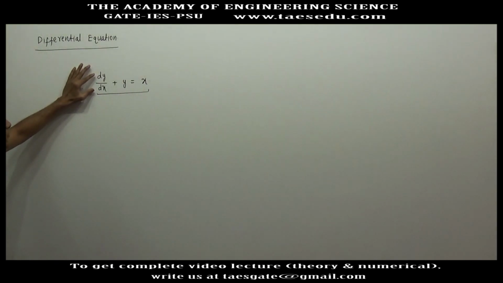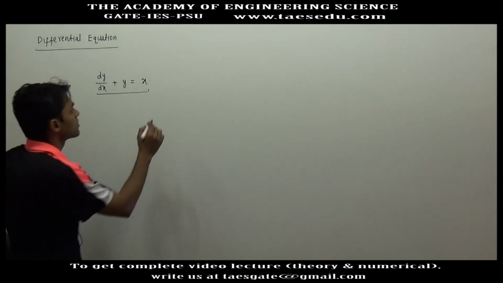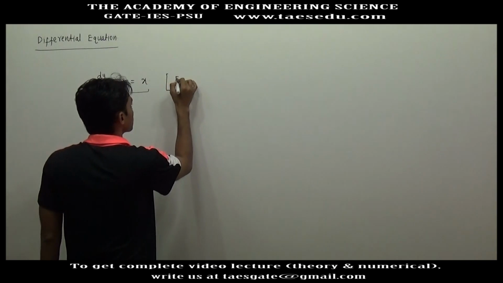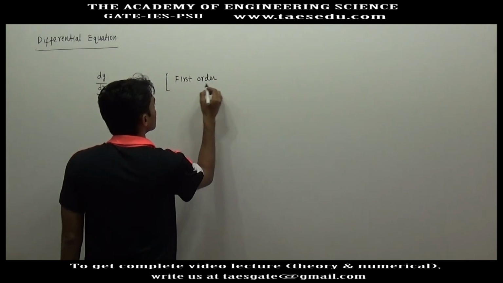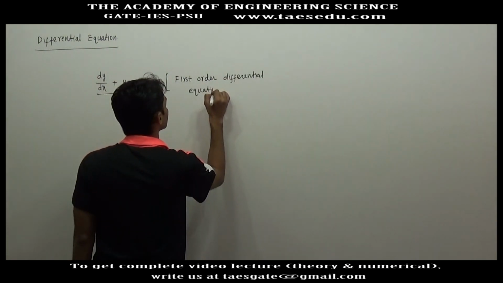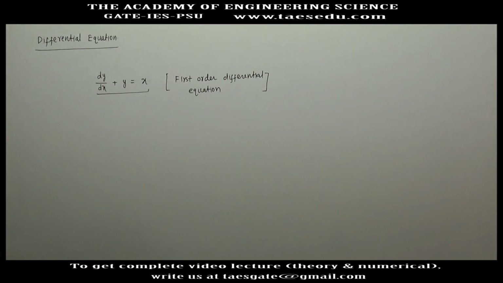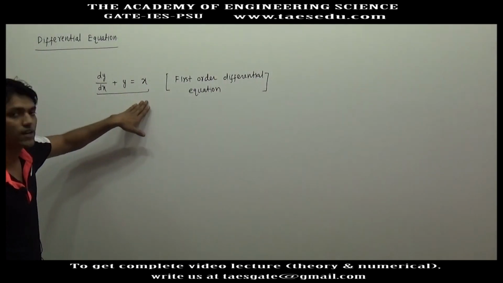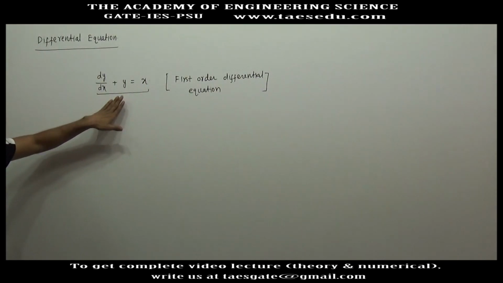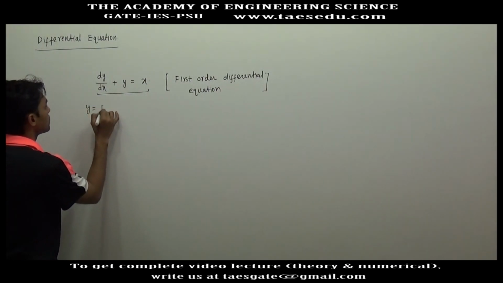In this equation we have the first derivative of y, so we will say that this is a differential equation, and since we have only the first derivative of y, this will be called a first order differential equation. Solving this differential equation will mean finding out the value of y in terms of x. There should not be any derivative of y. We have to find y is equal to f(x).